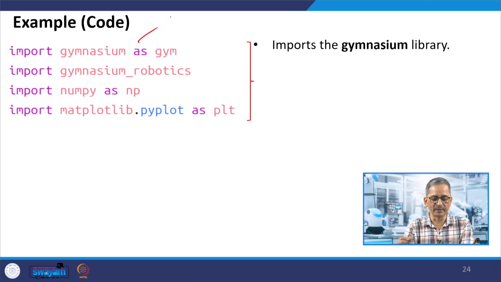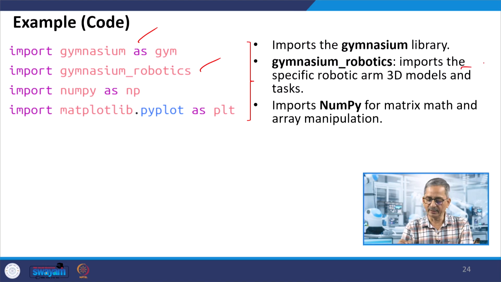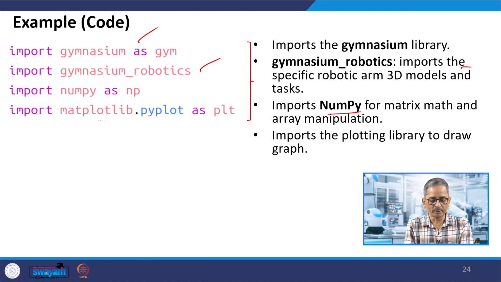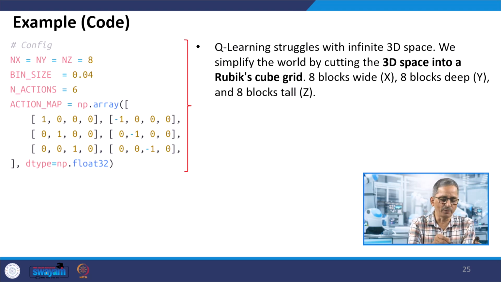Alright, so this is how we do this. We import the Gymnasium library, we import Gymnasium Robotics, then we import NumPy and Matplotlib. Then we register the environment. We load all the advanced robot arm physics models so that they are ready to use, and we use dot make with FetchReachDense-v4. This creates the virtual world FetchReach. Dense means the robot is given a mathematical score every frame based on how far from the target it is. So, this is how we configure.